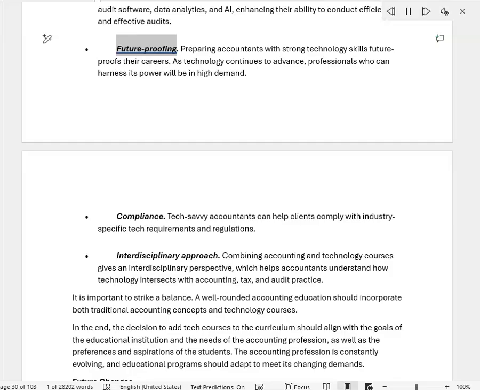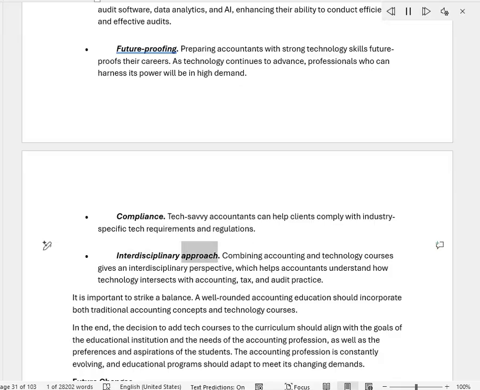Future-proofing. Preparing accountants with strong technology skills future-proofs their careers. As technology continues to advance, professionals who can harness its power will be in high demand. Compliance. Tech-savvy accountants can help clients comply with industry-specific tech requirements and regulations.